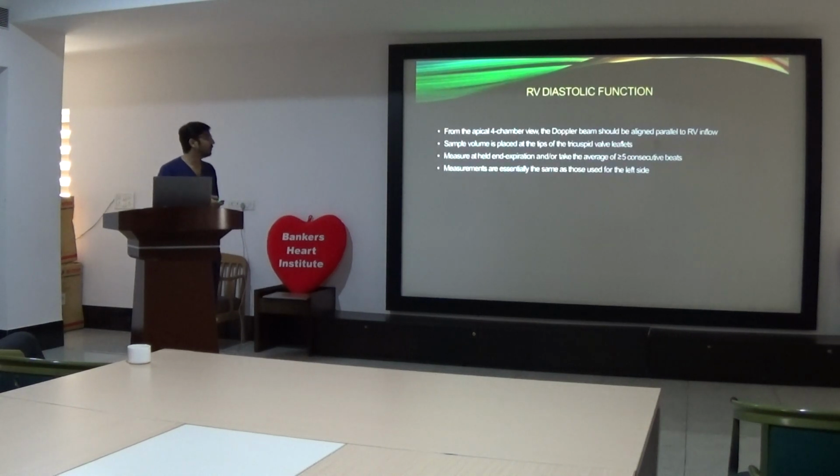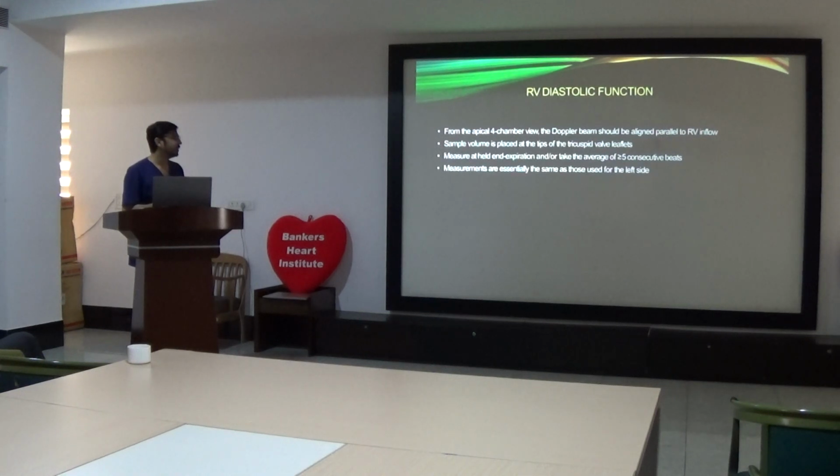What is the RV diastolic function? By the 4-chamber view, the Doppler beam should be aligned parallel to right ventricular inflow. The sample volume we have to place at the tips of the tricuspid valve leaflets. Measure at the end of expiration and take the average of more than 5 consecutive readings, because a single reading is not accurate.